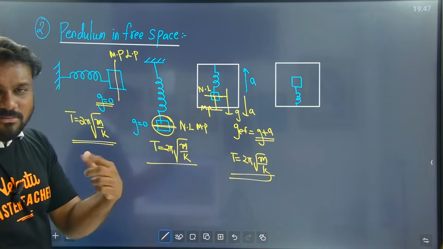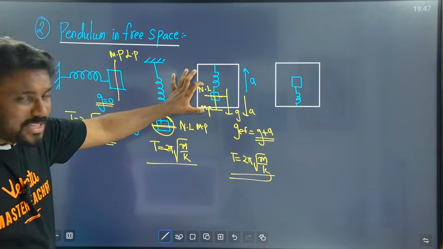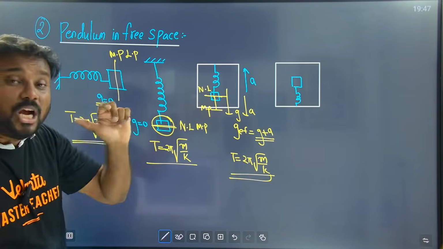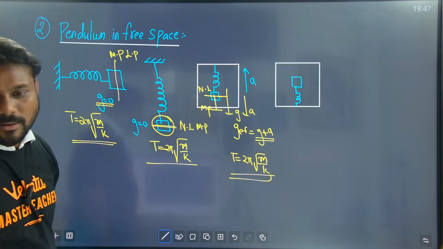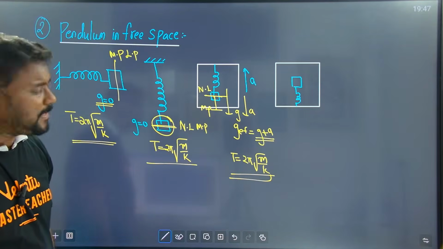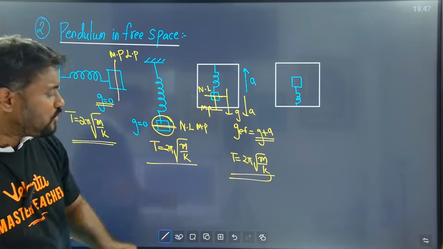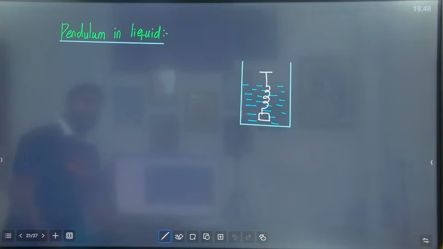So now a question can be asked: what is the mean position, when it is at that position because of the acceleration due to the lift, what is the amount of spring extension? Understood? This must be known clearly. So here the time period is 2π√(m/k). Is it clear? Now the question is a pendulum.